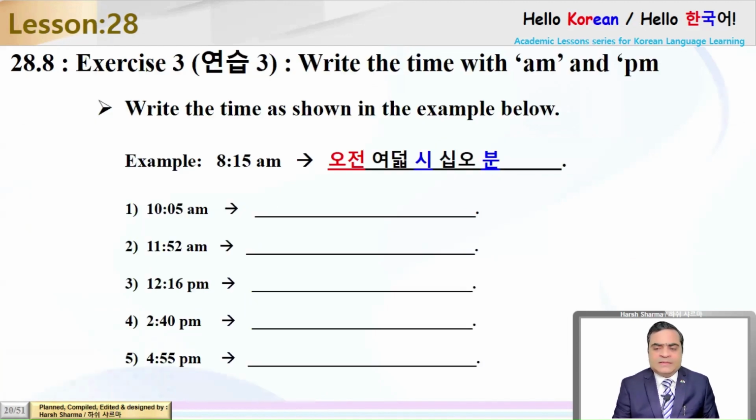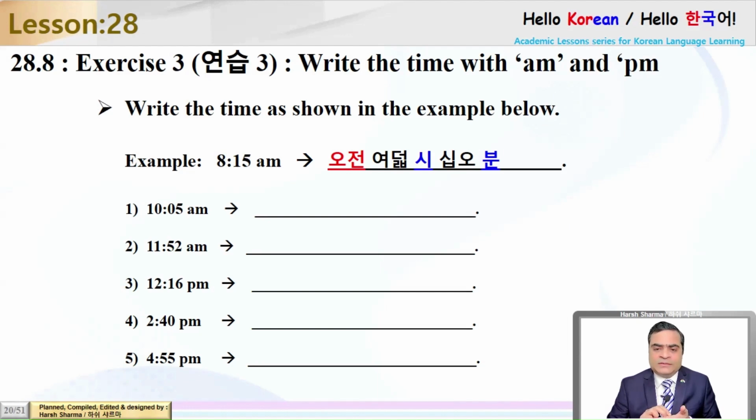This is again the exercise, 여러분. Write the time as shown in the example below. The example is the time 8:15 a.m. This exercise we have to do by using the hours, minutes, and ojon and ohu. So 8:15 a.m. will be ojon 8시 15분. In the same way, number 1 to number 5, please write the time, 여러분.